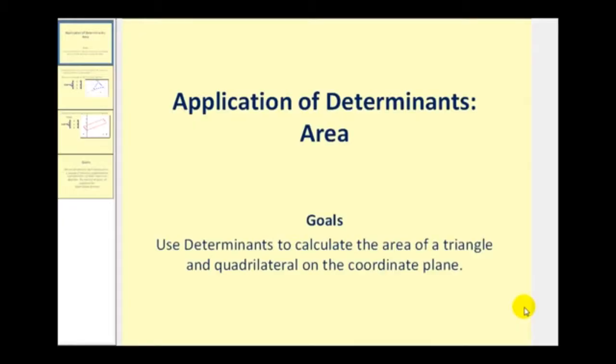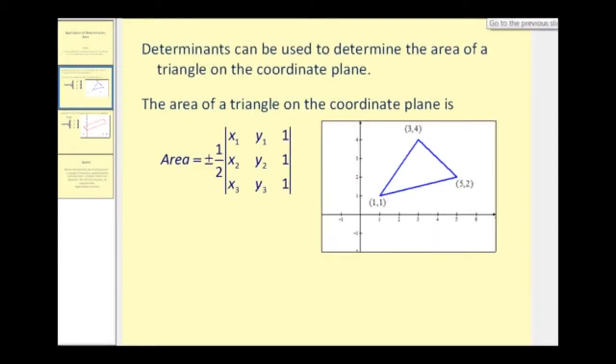Welcome to a video that will show how to use determinants to find the area of a triangle and parallelogram on the coordinate plane. The area of a triangle on the coordinate plane is equal to plus or minus 1/2 times this 3×3 determinant, where each row is formed by using the coordinates of one of the vertices, with each element in the third column equaling 1.